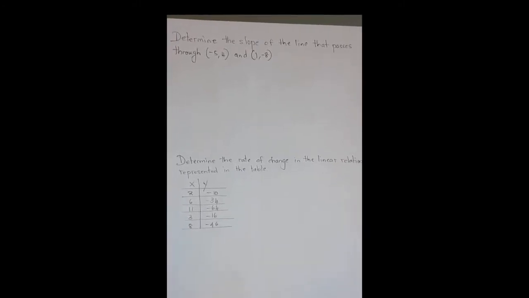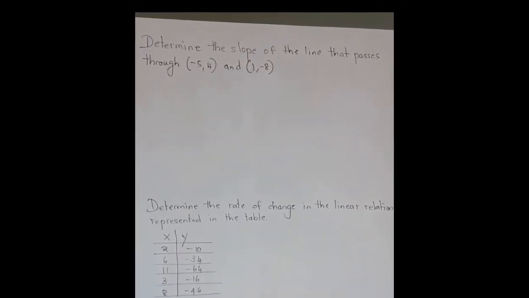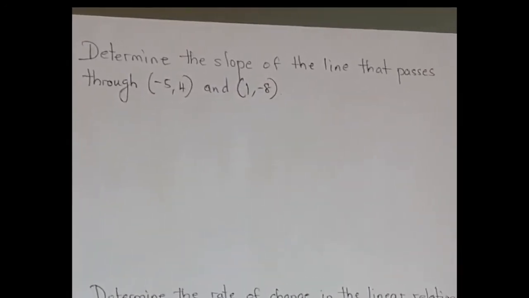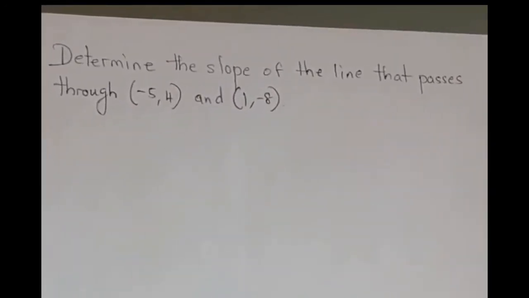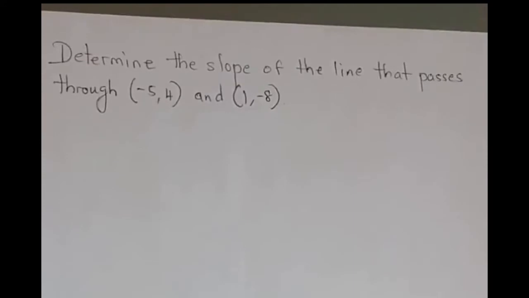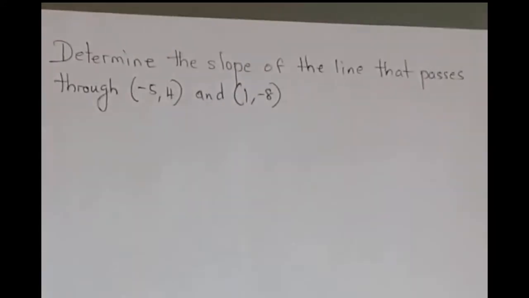Let's look at these questions on linear relations. Determine the slope of the line that passes through (-5, 4) and (1, -8). So we have been given 2 points that are on the line, and we are asked to find the slope of the line. And when we are given 2 points, we have to remember the formula.